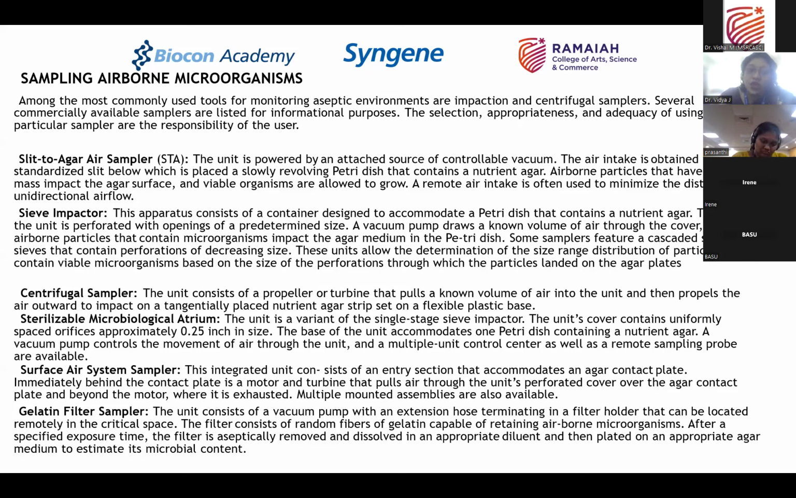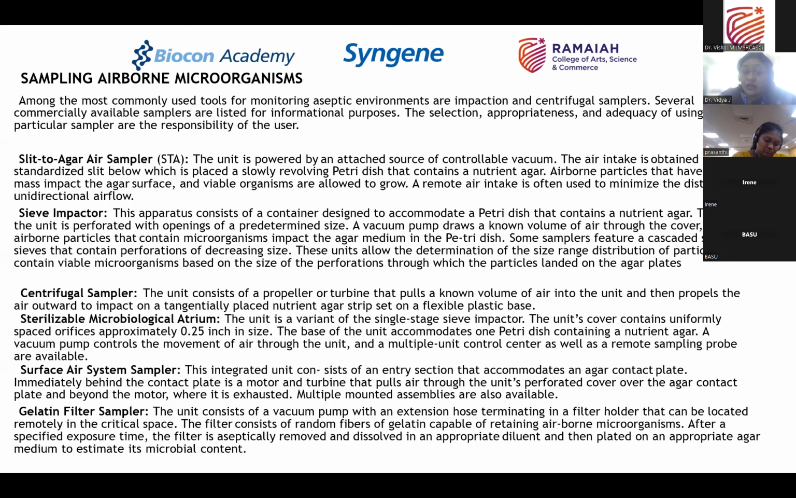Okay, and these are all the different sampling methods. So slit to agar air samplers, STS. You have a unit which is attached to a vacuum. So the air is sucked in and it is transferred to a petri dish containing media, and any airborne particles will be sucked onto this and plated onto the plate. So this is the slit to agar air sampler.